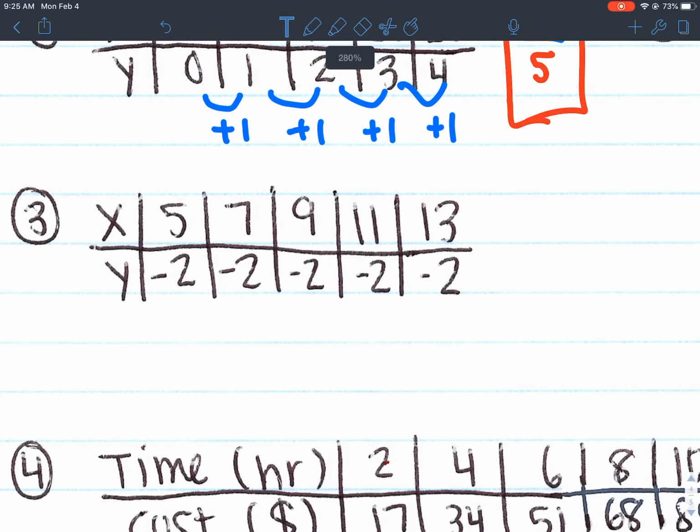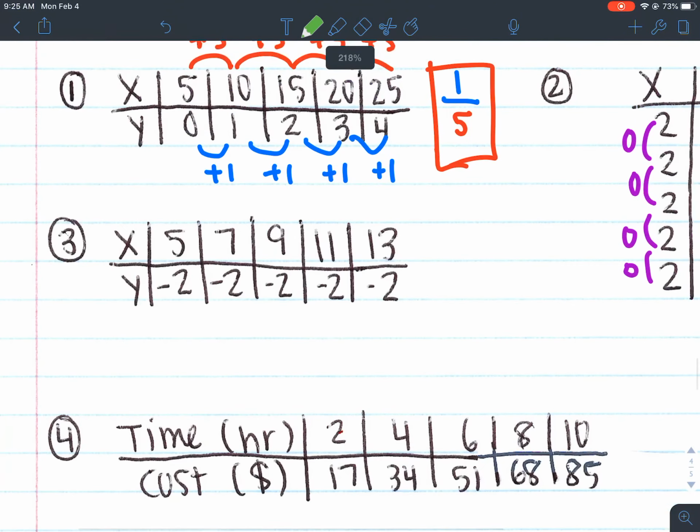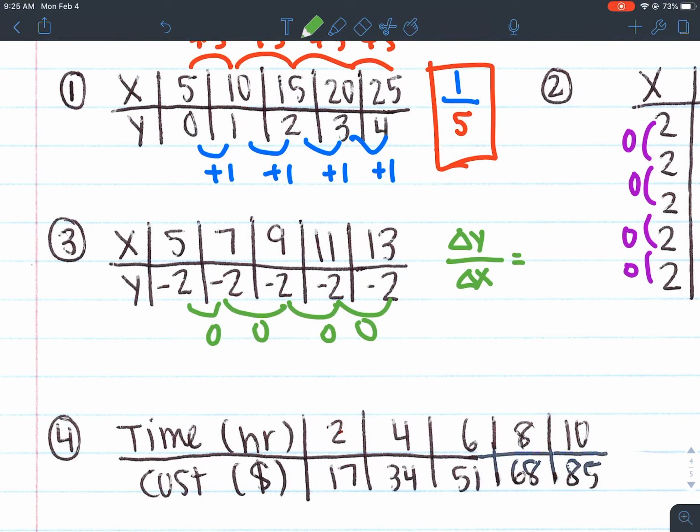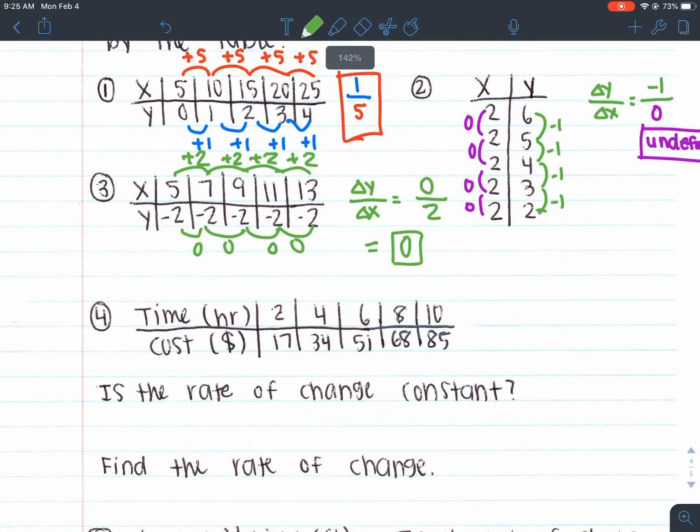All right, number 3. Go ahead and try this one on your own to see what you get. Okay. Change of y. Well, how am I getting from number to number in my y's? Well, I'm not adding or subtracting anything, so it's going to be 0. And then for my x's, I'm adding 2 each time. So I have 0 divided by 2, which is 0. And if I graph that, all of my points are going to form a horizontal line.